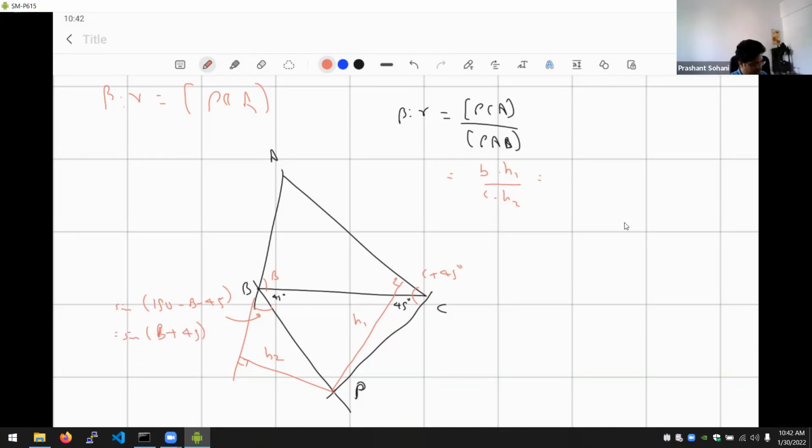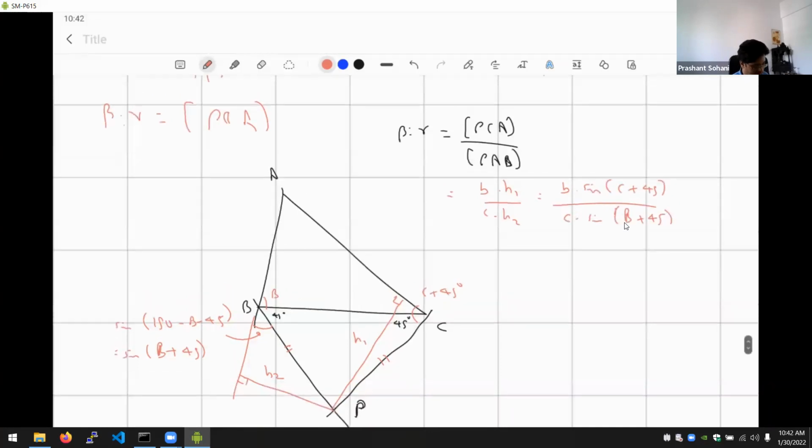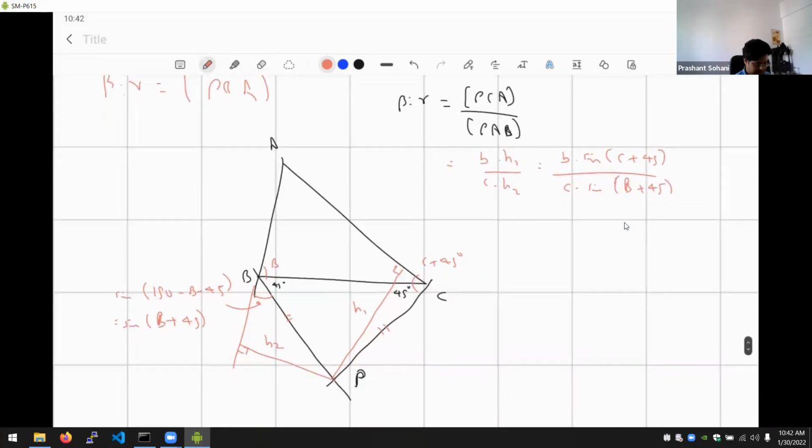Okay. So therefore, this simply turns out to be b times. And by the way, the hypotenuse in both cases, which is PC and PB, they are equal in length, so I don't have to write that also. So I can directly write h1 is simply sine of C plus 45 and h2 is sine of B plus 45. Okay, is everybody following these calculations? Yes.